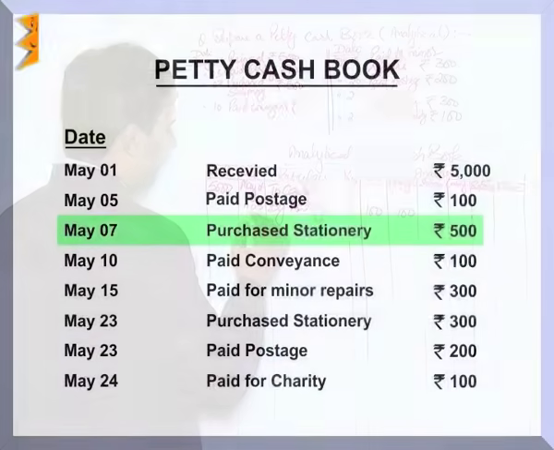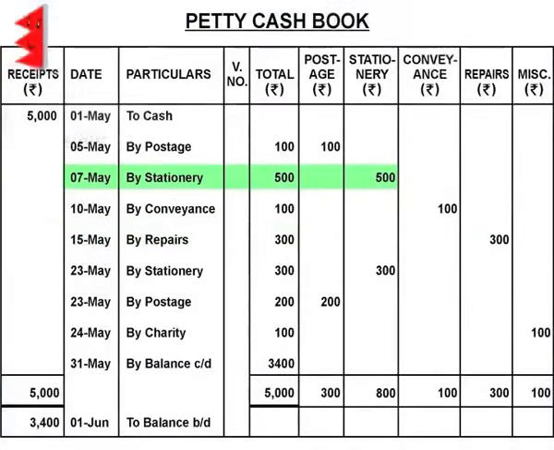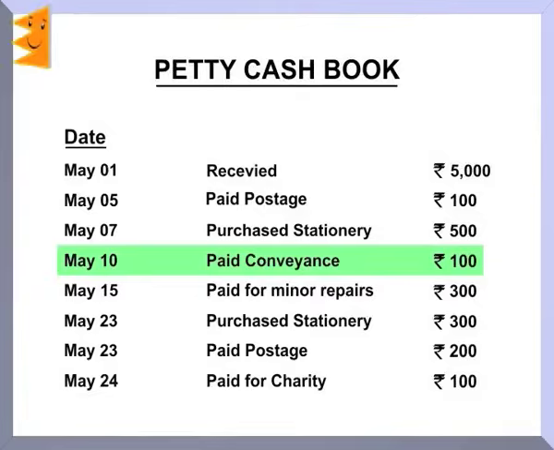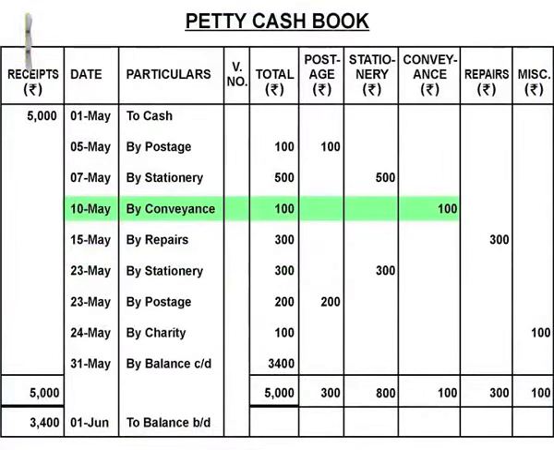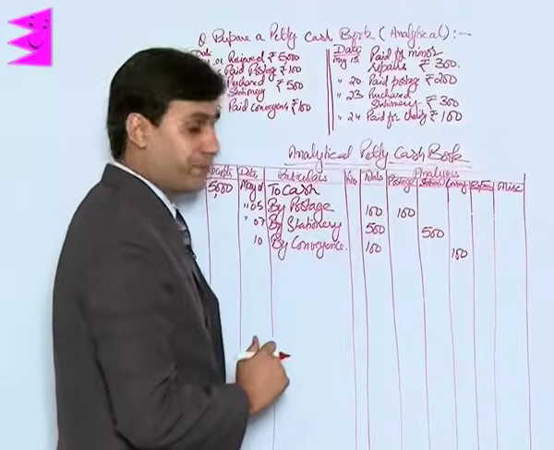Then on May 7th, purchase stationery. That means buy stationery, 500 rupees. So in the totals column, 500 rupees and 500 rupees in the stationery column. Similarly, on 10th May, paid conveyance. So by conveyance, 100 rupees have been paid. In the totals column, 100 would be entered for sure. And the second would be made in the analysis column of conveyance, that is rupees 100. And in case the conveyance column was not there, then this amount would have been put in the miscellaneous.